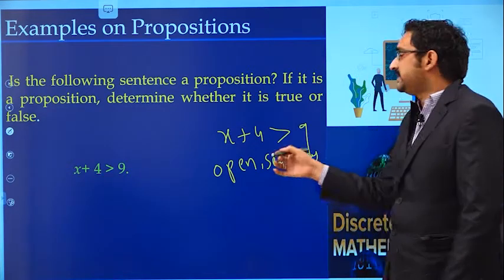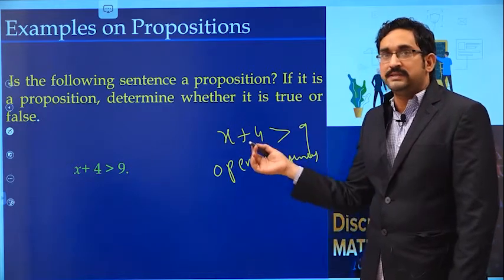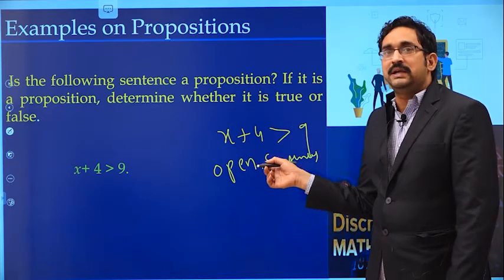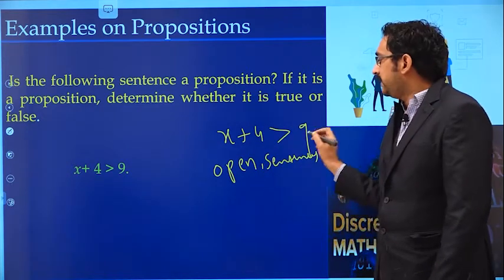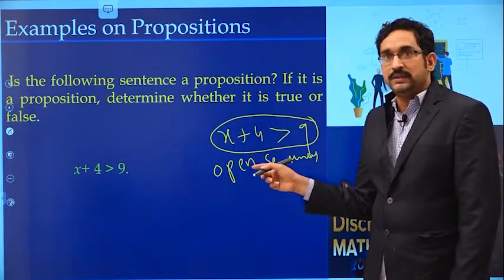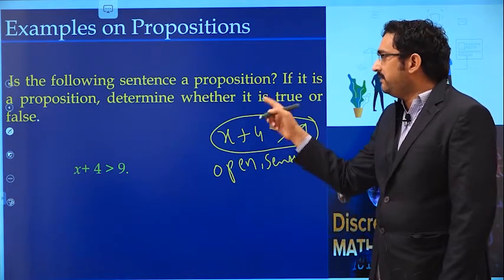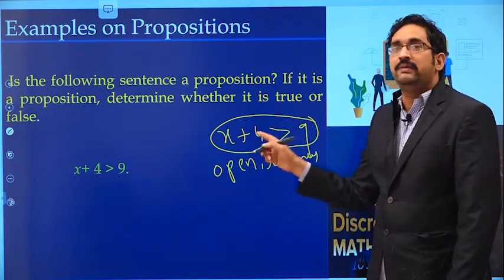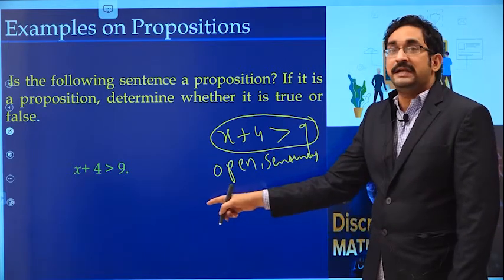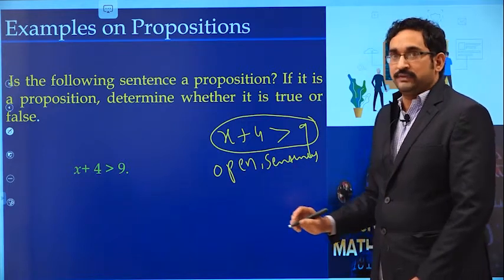Open sentences are statements which contain one or more variables and which are not true or false until they are assigned some value. Here x plus 4 greater than 9. Here the x value is unknown. That's why this is an open sentence. If we assign any value to x, then only it will become a proposition. So we can say that the given statement is an open sentence and it is not a proposition.